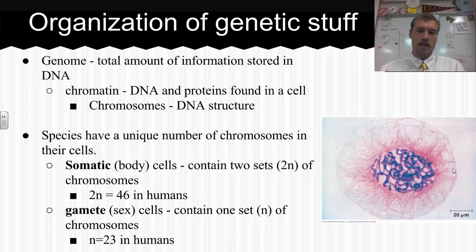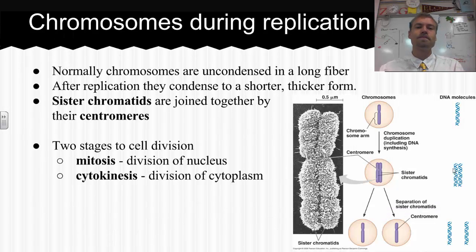You've got two different types of cells for multicellular organisms. We've got somatic or body cells, which contain two sets of chromosomes. We annotate that as 2N. For humans, that number is 46. For gametes, which are your sex cells, they contain a single set of chromosomes, which we would annotate as N, and in humans, that is 23. So you can see that 2N, 2 times 23 is 46, all right? And we'll get into more about the chromosomes and how that works in a later video.